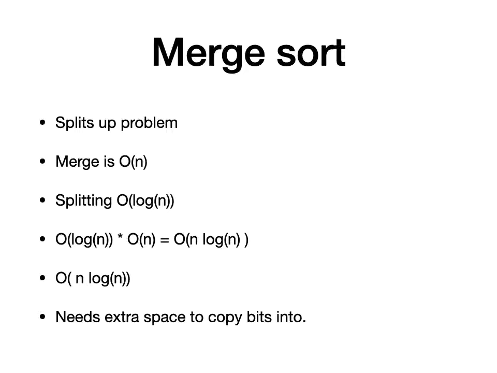So, just to summarize, merge sort. It splits the problem up. The merging itself, the taking of two lists which are sorted and merging them together, is O of n. We did that in a separate section. The splitting is O of log n, and because one is called by the other and the merging is called by the log of n, we multiply them together, which gives O of n log n. Now, the downside of this algorithm is it does need extra space to copy bits into. So who can we get to be smarter than the smartest guy in the room? Let's have a look.